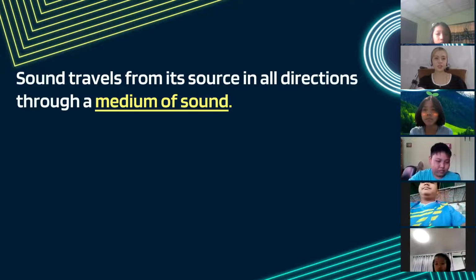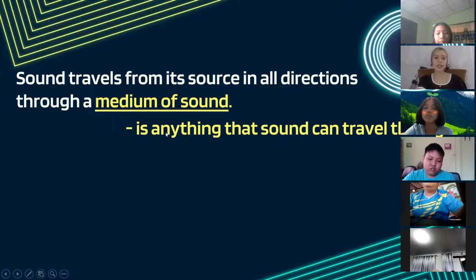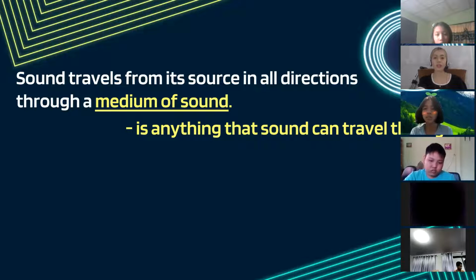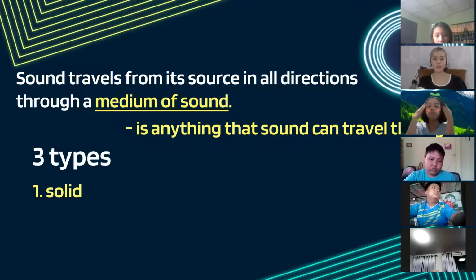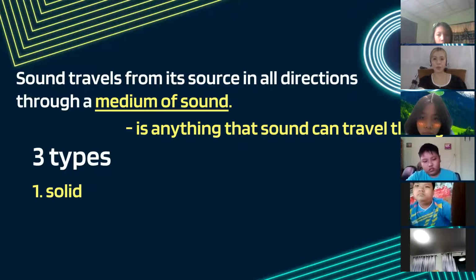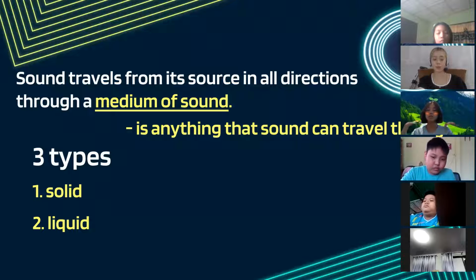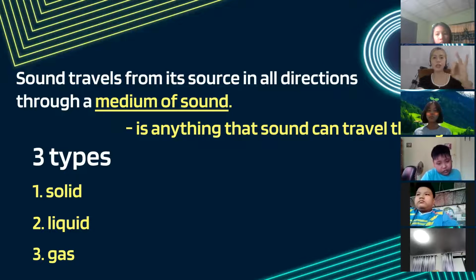Now, sound travels from its source in all directions through a medium of sound. When we say medium of sound, class, a medium of sound is anything that sound can travel through. There are three types of medium of sound. Number one, solid. When we say solid, anything that has shape. Number two, we have liquid. Example of liquid is water. Number three, gas. Example of gas is air. I repeat, there are three types of medium of sound. It can be solid, liquid, or gas.